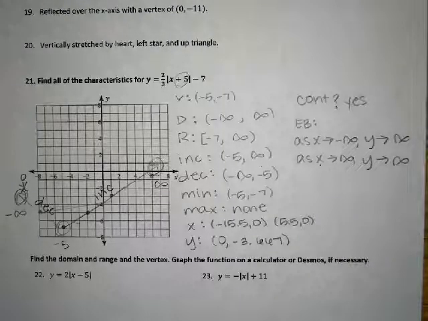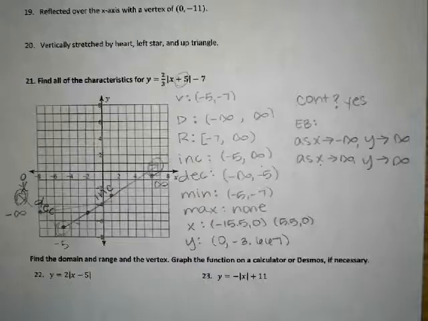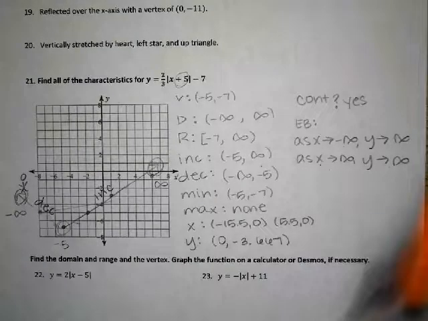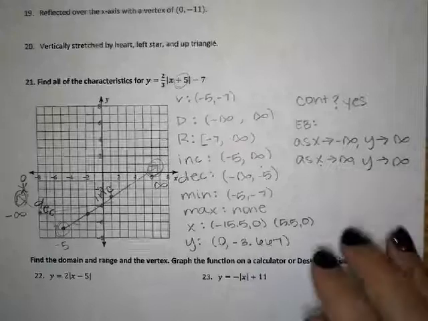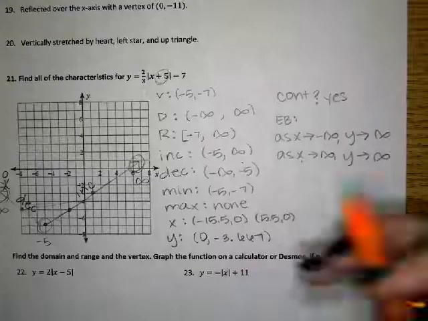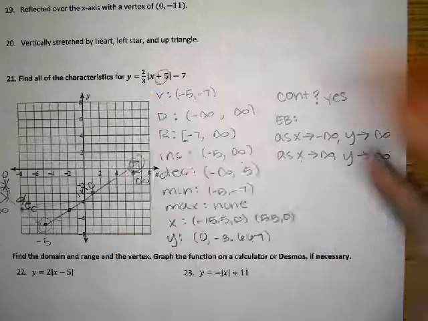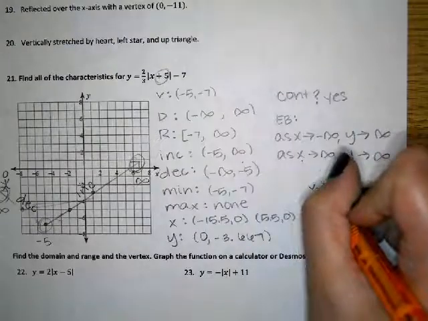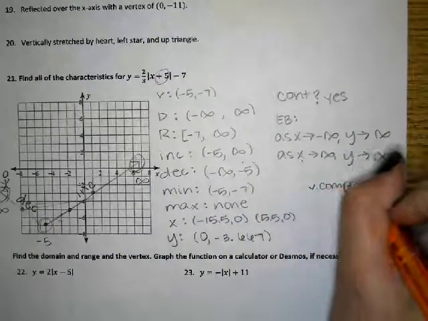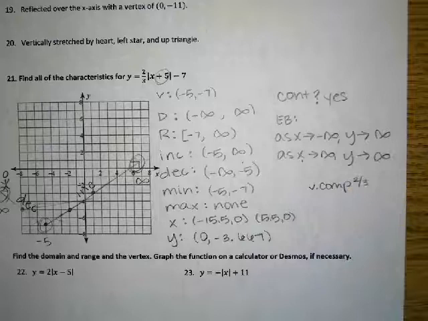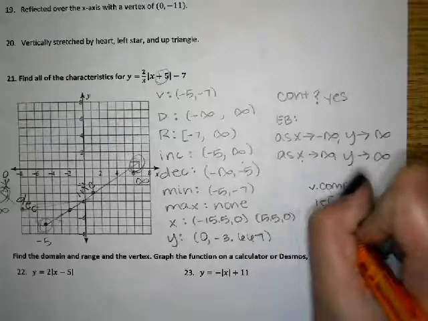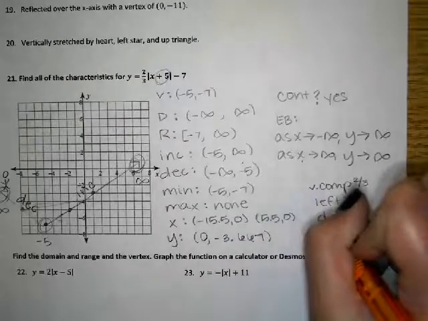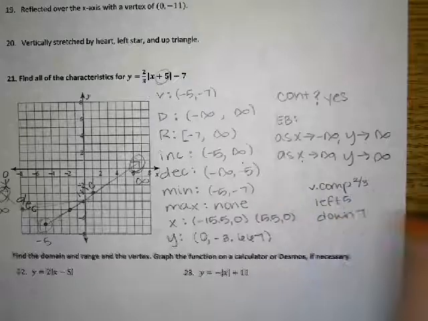A lot of times transformations are included in that too, so let's go ahead and find the transformations. We probably should have done that first. 2/3 is less than 1, so that's a vertical compression. Left 5, down 7. Boom. Done. Whew.